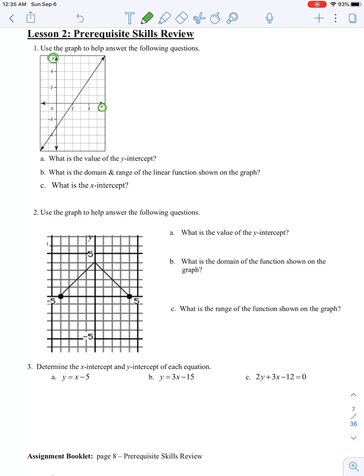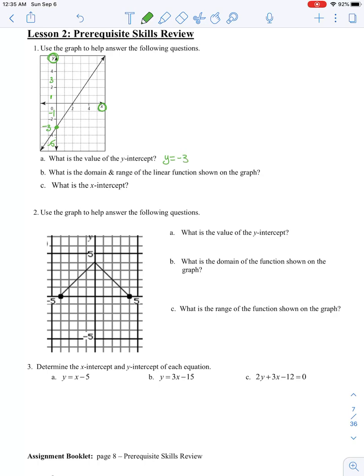So right here where the graph crosses the y-axis, our y value there looks like a -3, right? That value is not labeled because we're going by a scale of 1 to 1, but this would be 1, 2, 3, 4, and -1, -2, -3, -4, -5. So it looks like our y-intercept is -3.